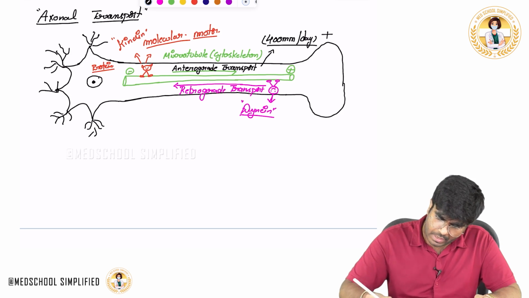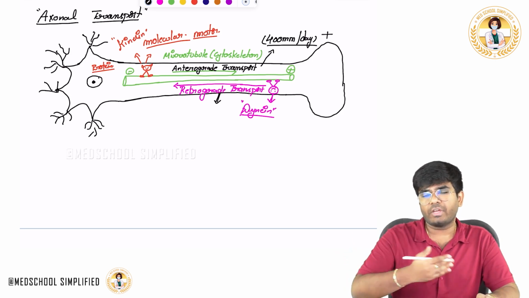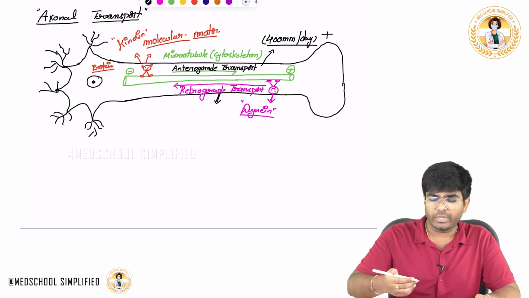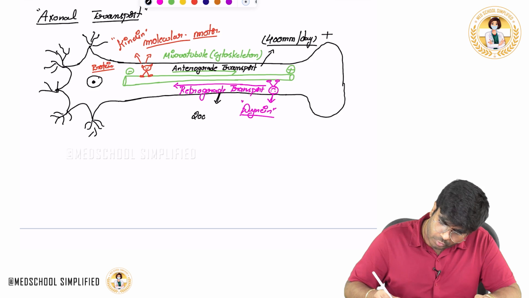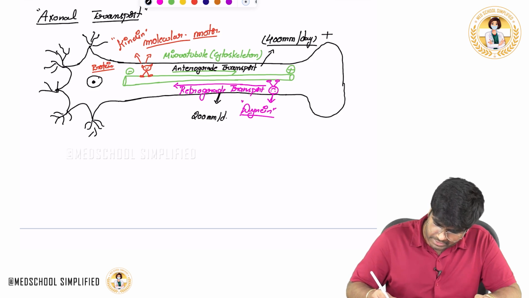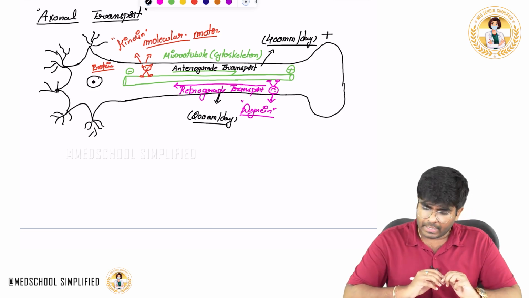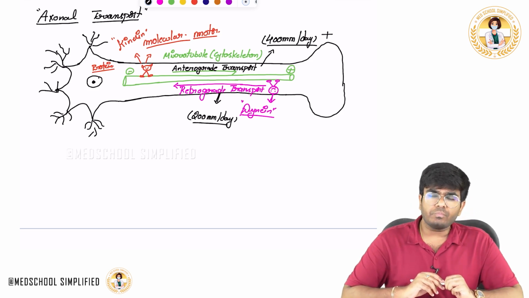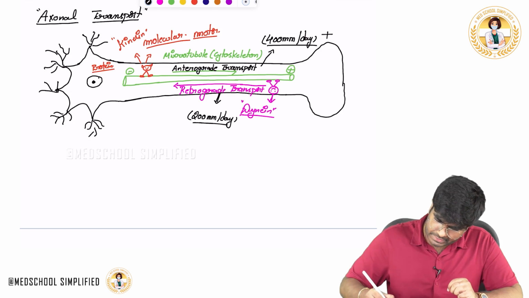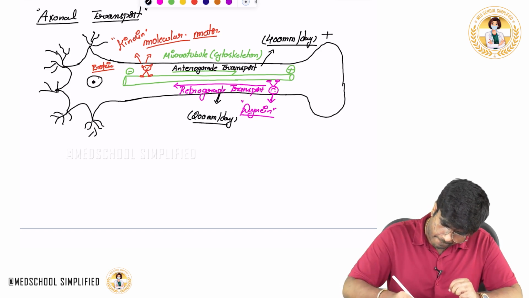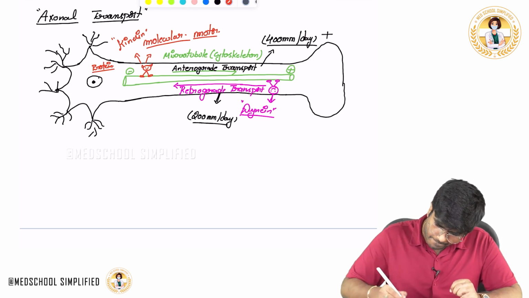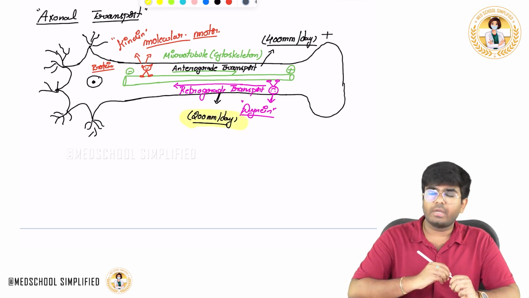And what is the speed of the retrograde transport, the fast retrograde transport? With how much speed is it going to move? It's going to be 200 millimeters per day. So 400 millimeters per day and 200 millimeters per day. This is the question which was asked in the exam.